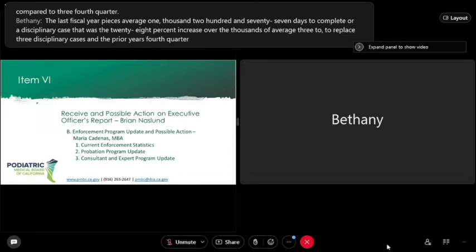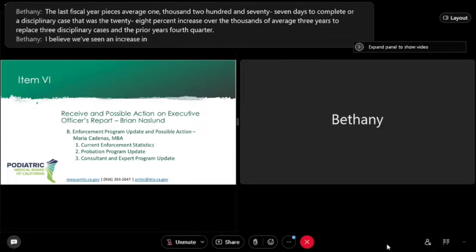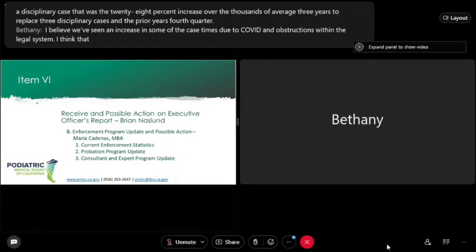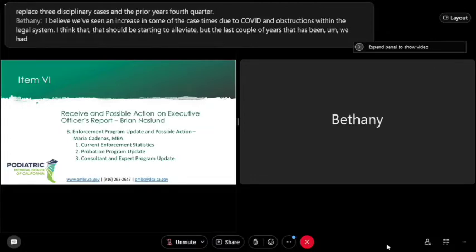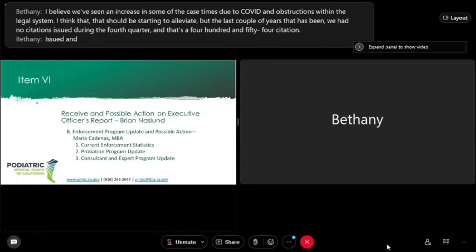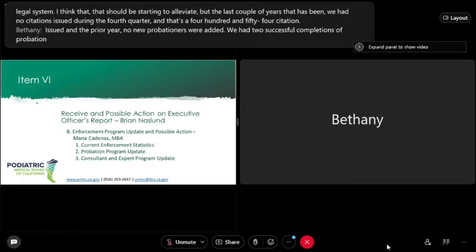I believe we've seen an increase in some of the case times due to COVID and obstructions within the legal system. I think that should be starting to alleviate, but for the last couple of years, that has been a thing. We had no citations issued during the Q4, and that's a 400% decrease from 4 citations issued in the prior year. No new probationers were added, but we had 2 successful completions of probation, and there were 7 licensees on probationary status at the end of the quarter.